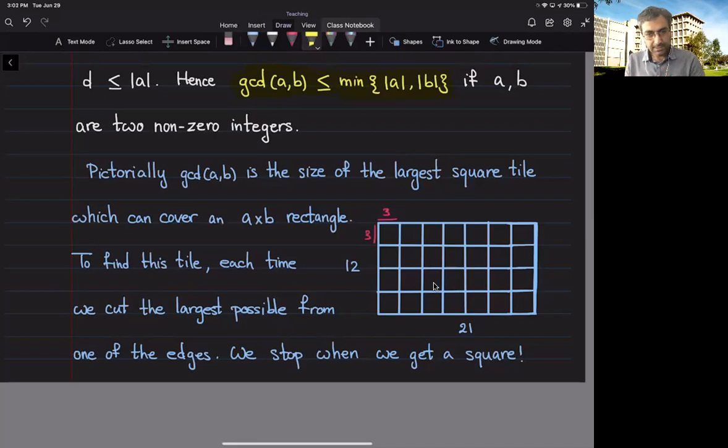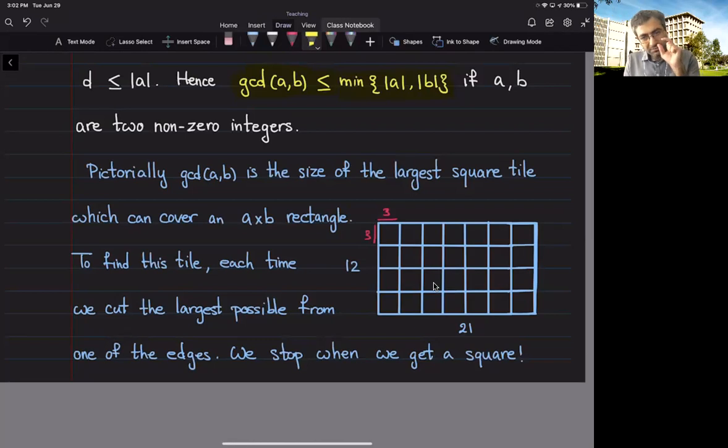So for instance, when I give you 12 and 21, I look at the rectangle, that's 12 by 21, and this rectangle can be covered by 3 by 3 squares. I need 4 by 7 of these 3 by 3 squares in order to cover a 12 by 21 rectangle. That's our GCD.